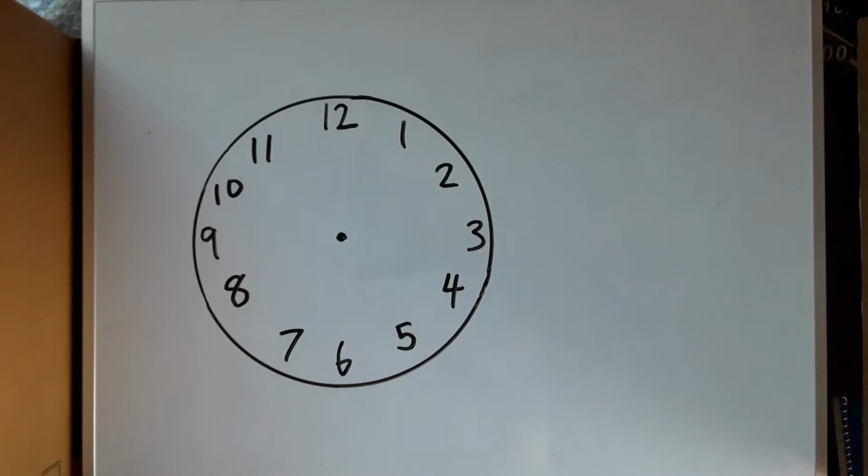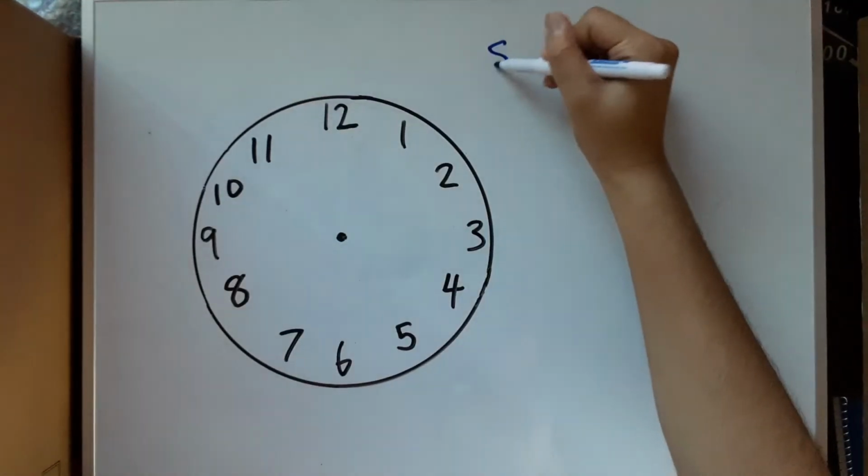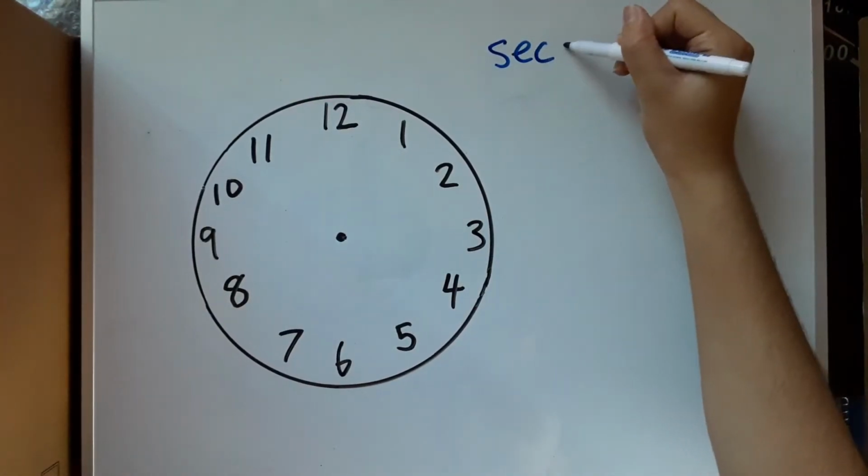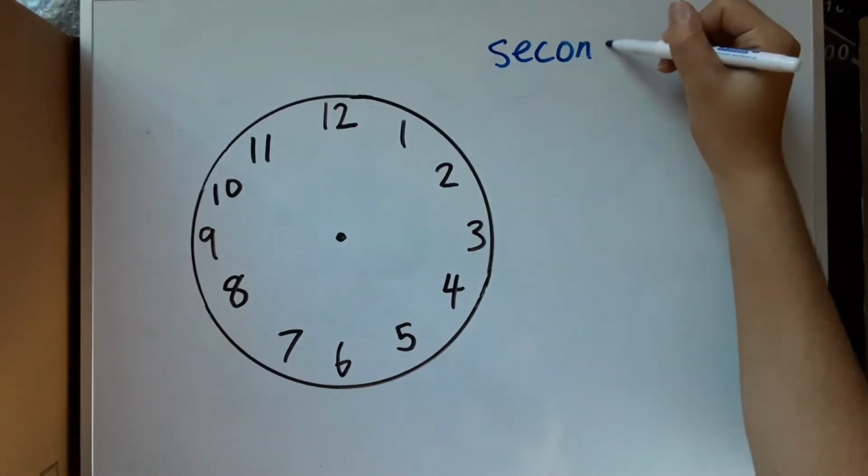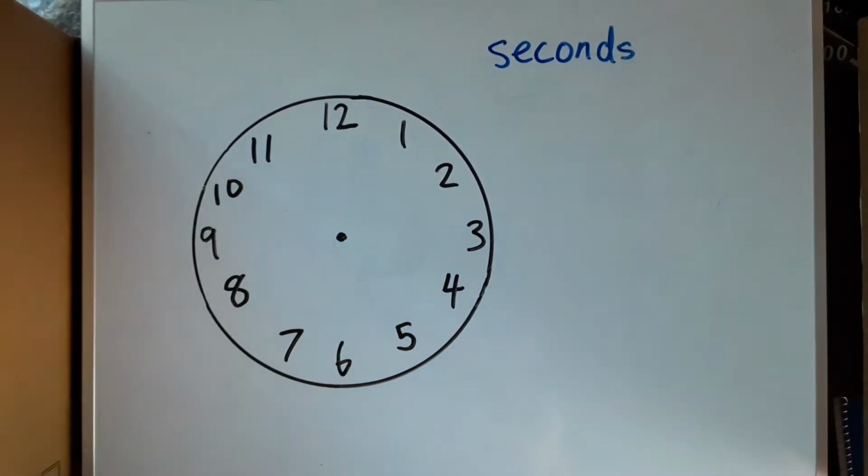Time is measured in a lot of different units. However, today we're just going to focus on three of them. Our first unit is seconds. S-E-C-O-N-D-S. Seconds are the smallest unit of time that we use every day, and it's really useful.